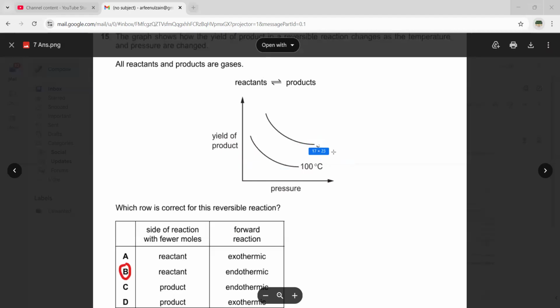If this was a graph like this, if I change the order, for example 300 is below, this is 300 and this is 100. Now, at low temperature you have more product and at high temperature you have less product. So what does this give an indication of? This indicates that this is an exothermic reaction, because in an exothermic reaction we get less product at high temperature.